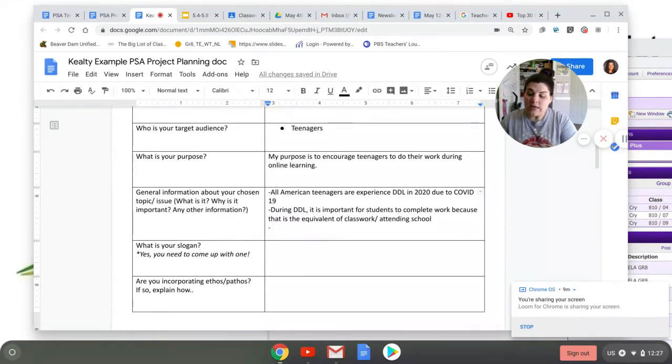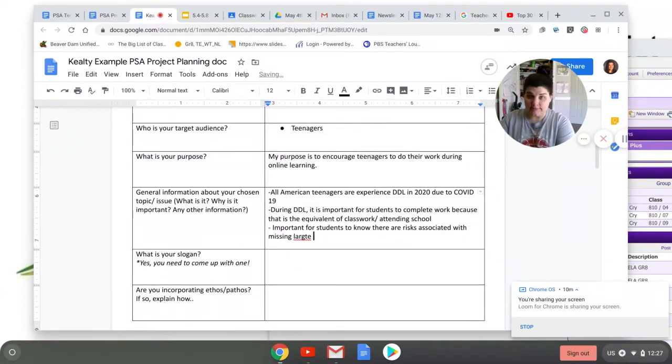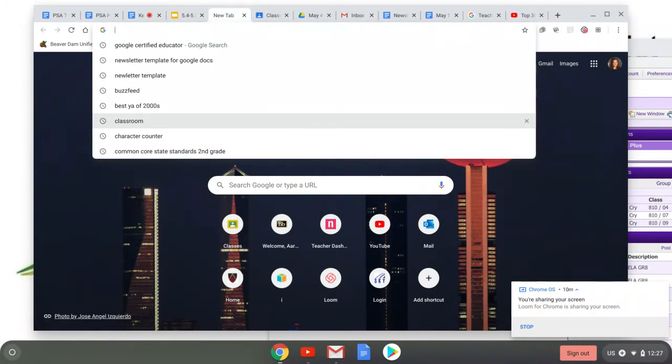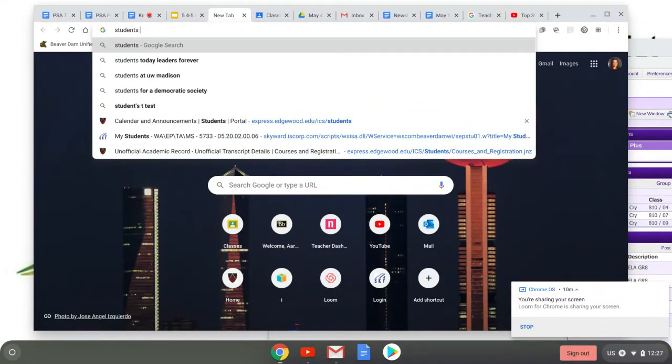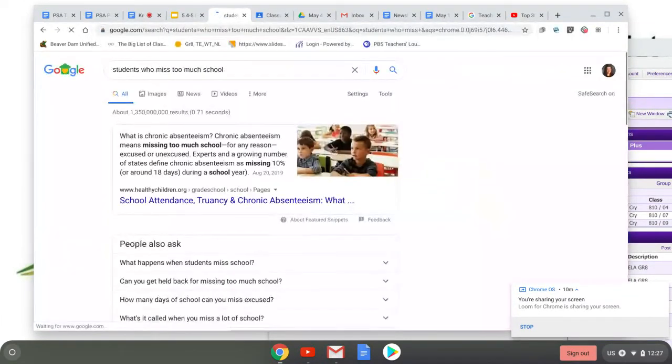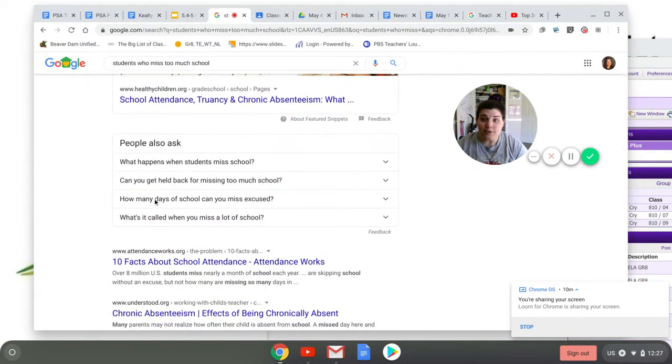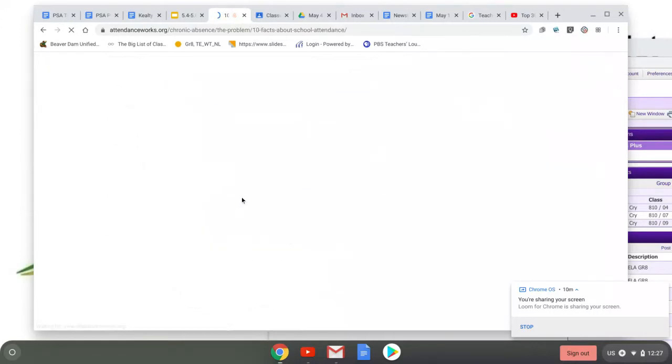So why is it important? Important for students to know there are risks associated with missing large chunks of school. And maybe part of what I would incorporate or look into is I might start thinking, okay, I need to find some information about students who miss school. So students who miss too much school. Cool. Chronic absenteeism is what it's called. And it says experts and a growing number of states define chronic absenteeism as missing 10% of school. So let's say 10 facts about school attendance. Let's look at that. Let's start there.